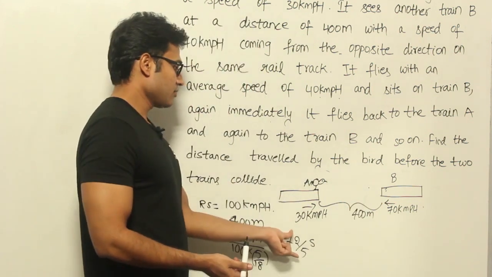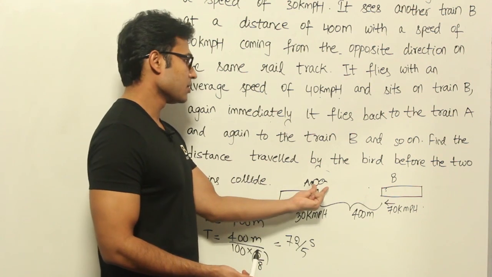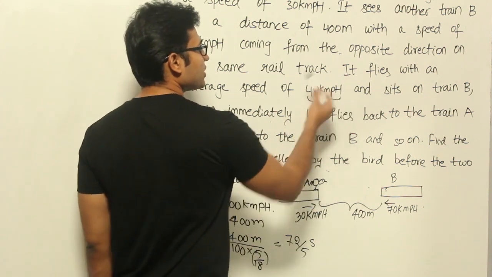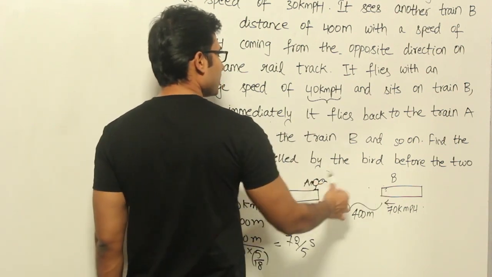Now in this time, how much distance can this bird travel? That depends on what is the speed of the bird. Now it is given that the speed of the bird is 40 kilometers per hour. So at 40 kilometers per hour, it is going to move from here to there and again back.